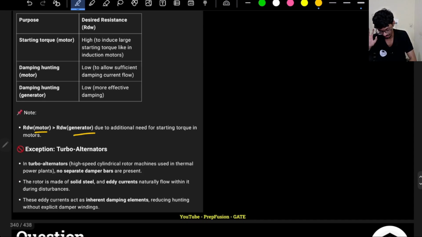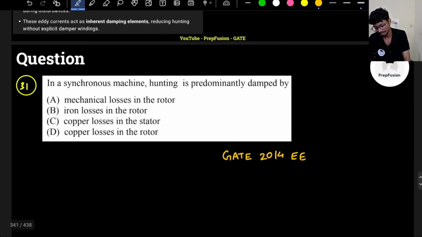that of a generator. So in turbo alternators, there are no separate damper bars required for damping oscillations. But for starting I will still require some starting mechanism. For reducing hunting, damper bars are not required for cylindrical rotors, but for starting I will still require it. Okay, so let's do a few questions.